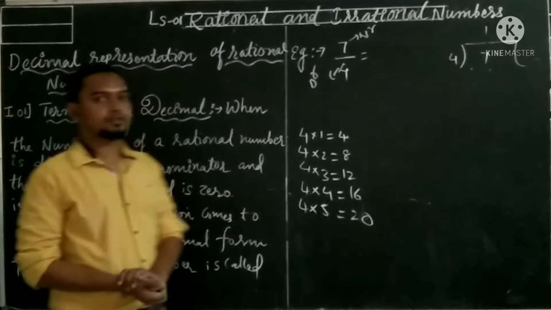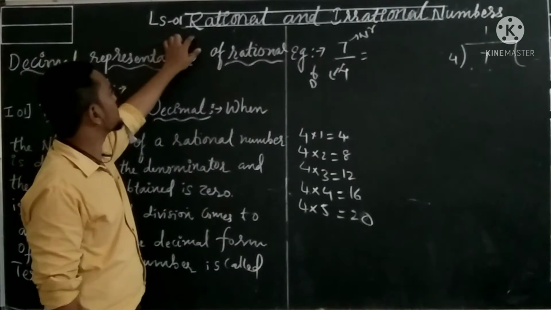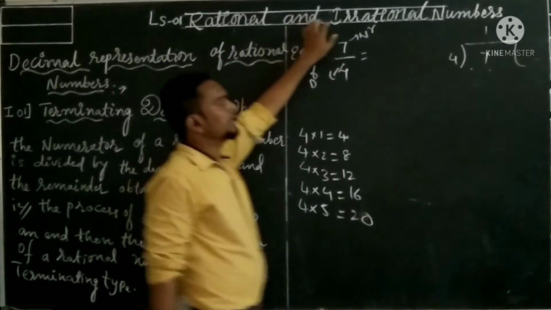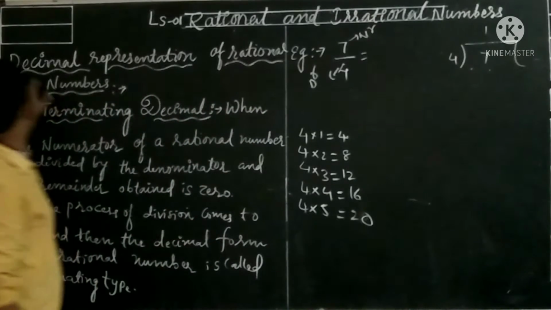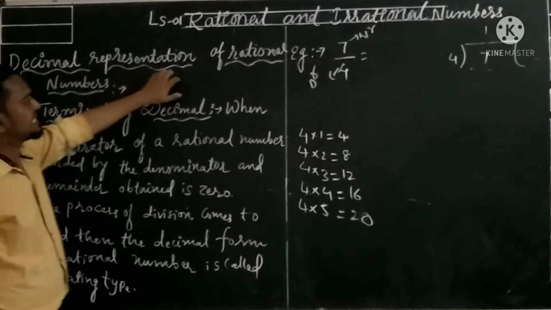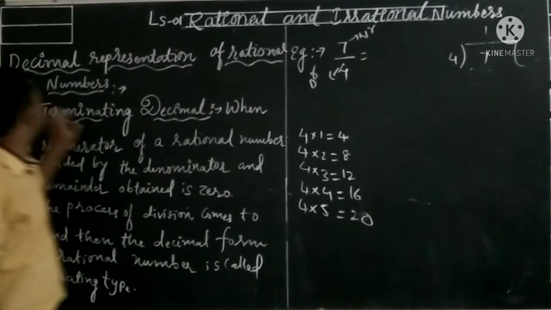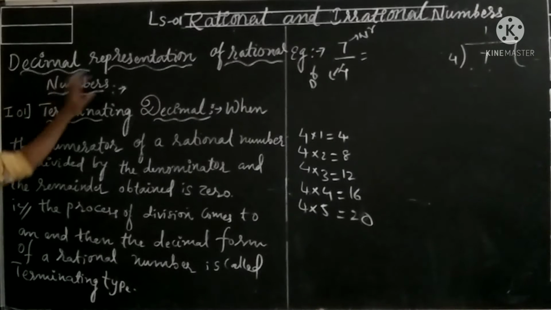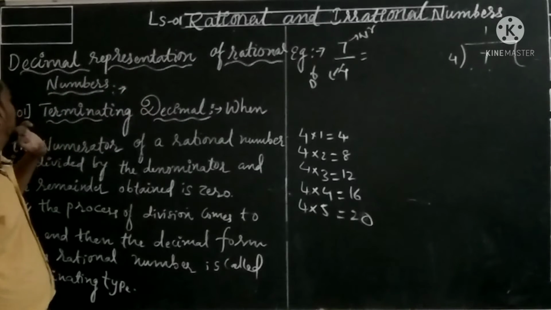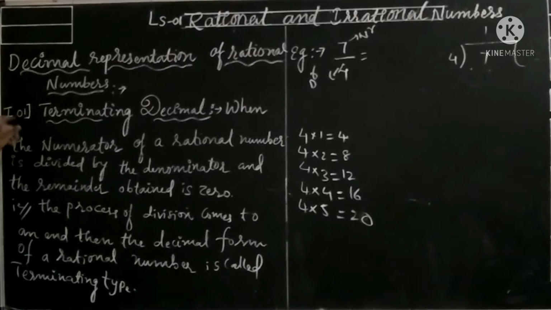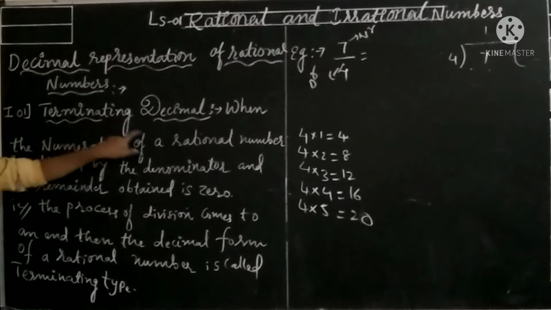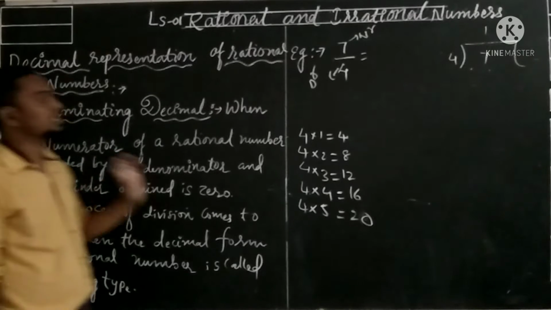Welcome to the math session, lesson number one: rational and irrational numbers. Decimal representation of rational numbers. First type: terminating decimal.